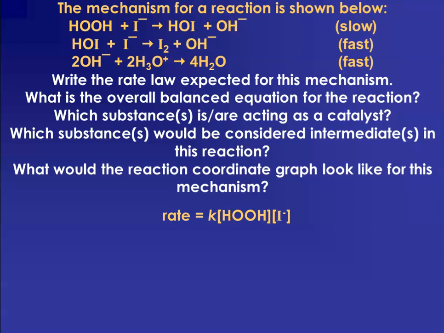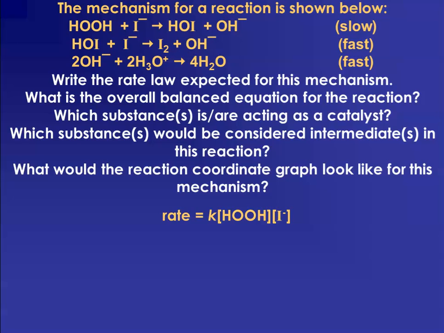If the slow step had been switched with the first fast step, and you had HOI plus I minus forming I2 and OH minus first, and then you had the HOOH combining with the I minus, you would have seen that one of the HOIs would have canceled out, but you would have been left with the HOOH and the two I minuses. So the slow step is a summation of what has taken place up to and including that slow step. So for our purposes, it was the first step, pretty straightforward. Just keep that in mind in the future.